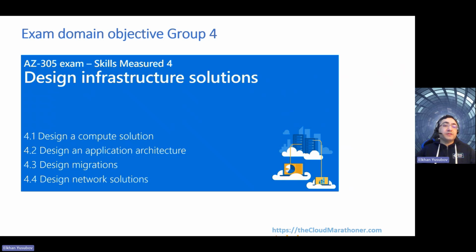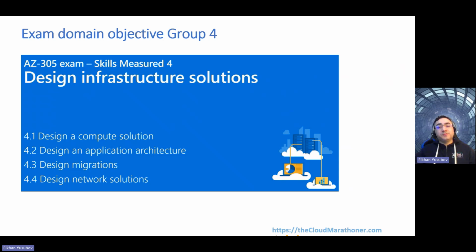The last exam objective here is group 4, which is one of the biggest portions of the exam. Namely, it's about designing infrastructure solutions. And as you see, we have 4 sub-elements to this exam objective for this measured skill. We have designing a compute solution, designing application architecture, considering migration solutions, and understanding and designing network solutions. So one of the biggest portions of the exam is dedicated to this exam objective.